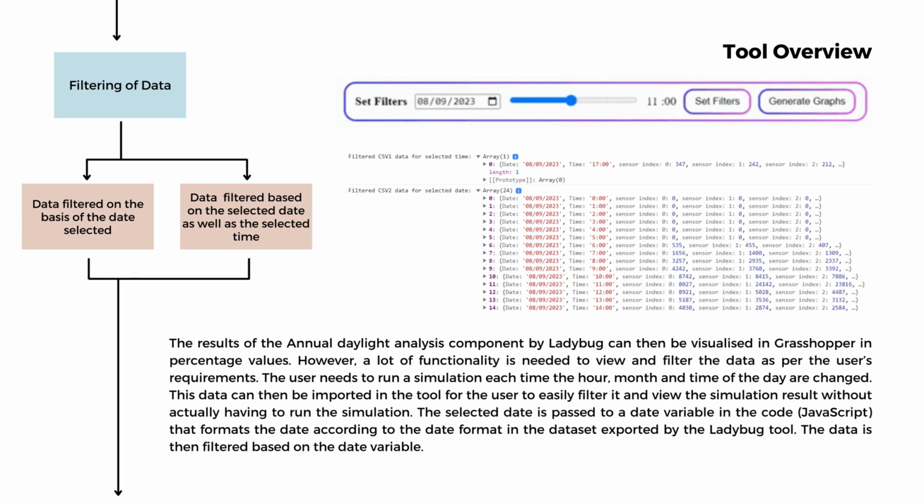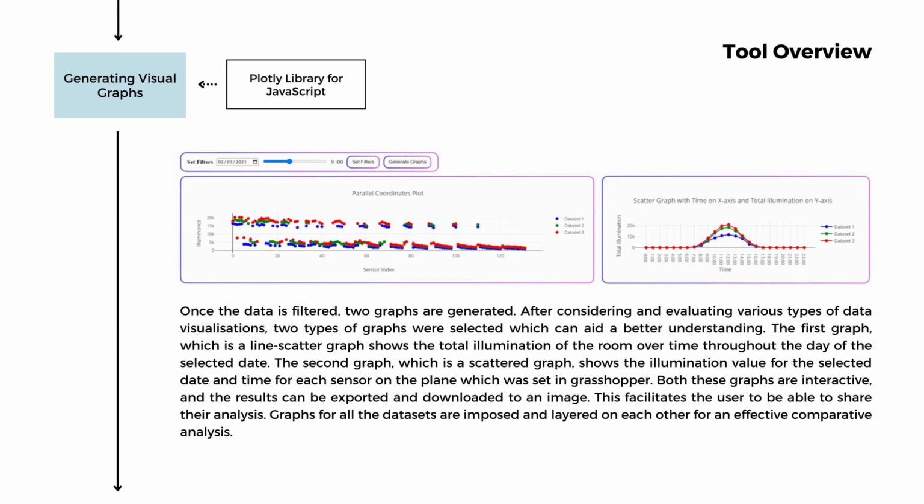The first data set is filtered on the basis of the date selected. Each data set has 24 rows, one for each hour of the day, for the selected date. The second set of data is based on the selected date as well as the selected time. Once the data is filtered, two graphs are generated.